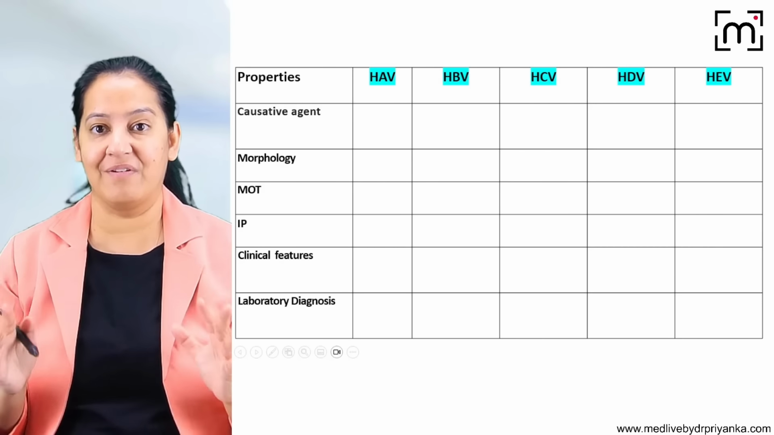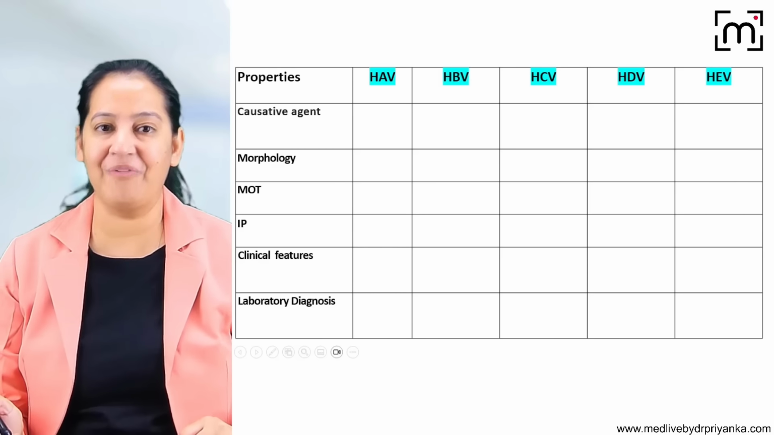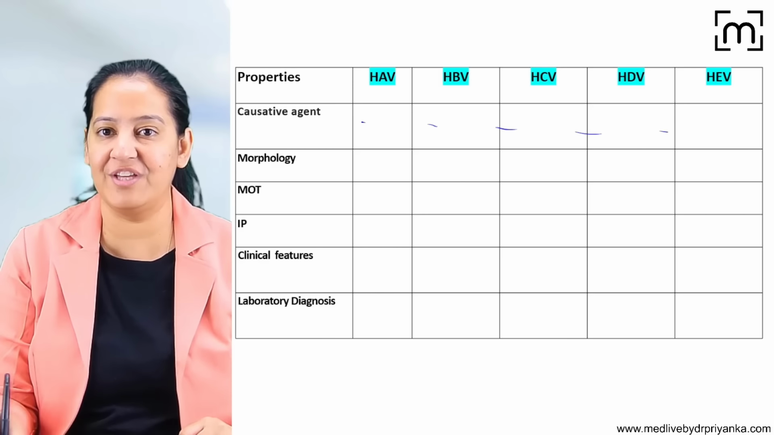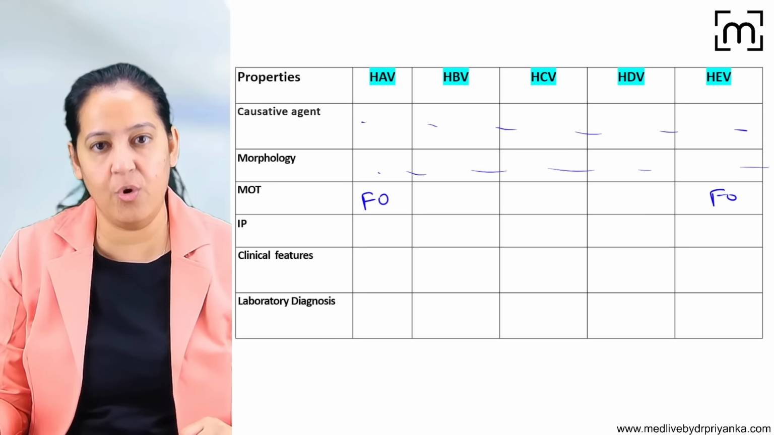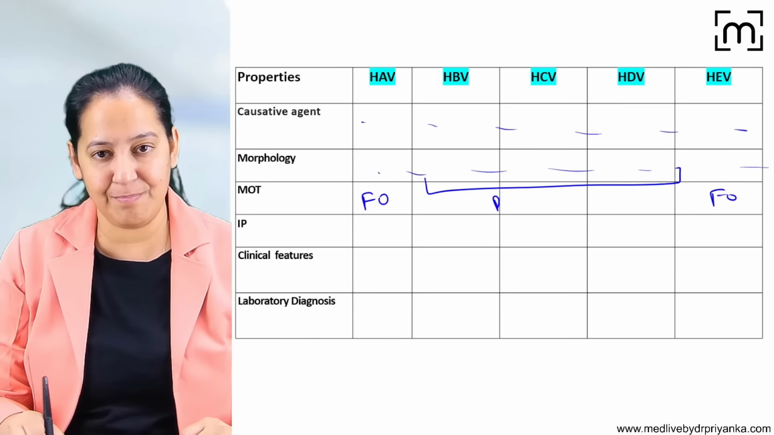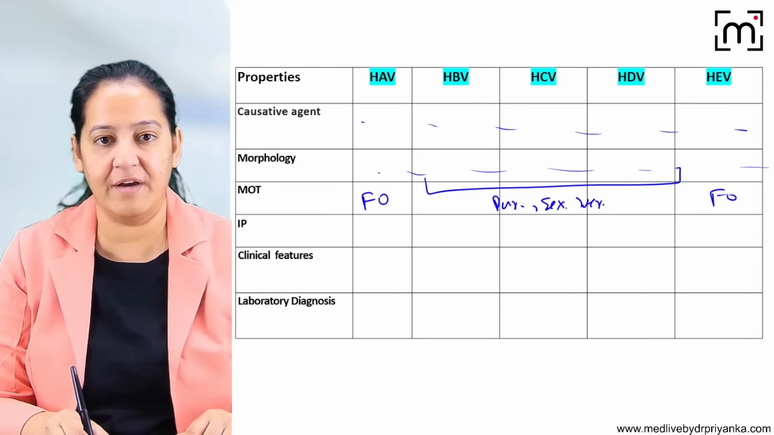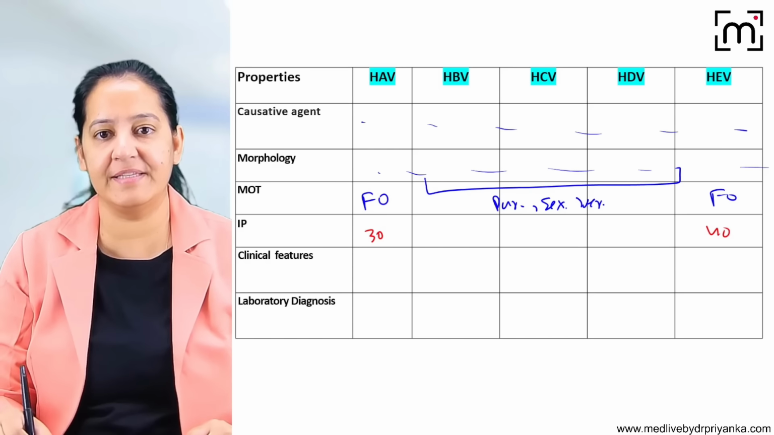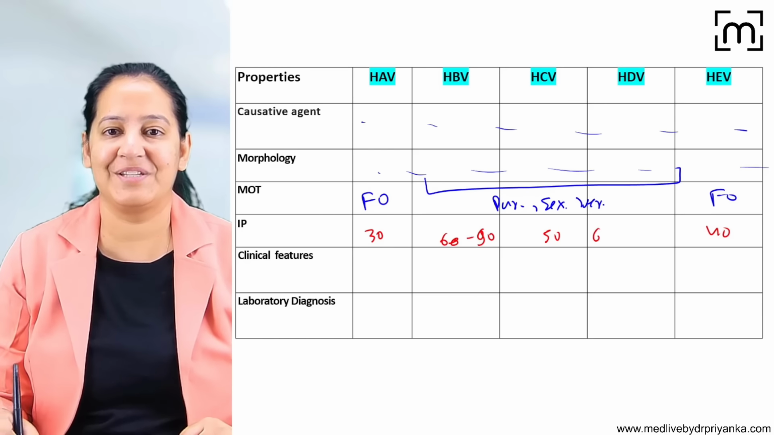So I hope we have covered all 5 types of hepatitis. You know the causative agent of each of them, the morphology of the virus, and the mode of transmission. In A and E, it's fecal-oral. In the remaining 3, it's either parenteral, sexual or vertical. Incubation period here 30 days, here 40 days, here 50 days. In the remaining 2, that is B and C, it's 60 to 90.